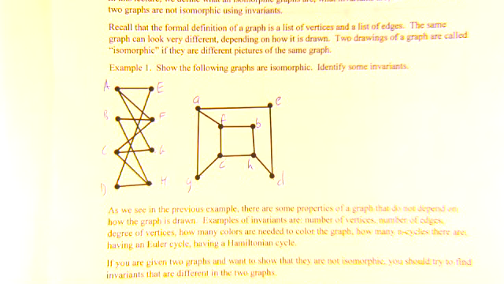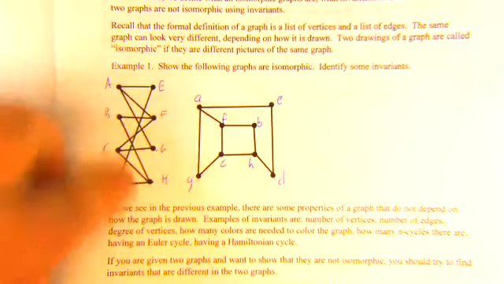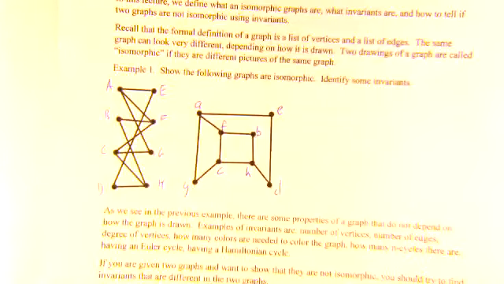So, right, you can tell that they're isomorphic because you can assign these letters to this and get a consistent thing there.